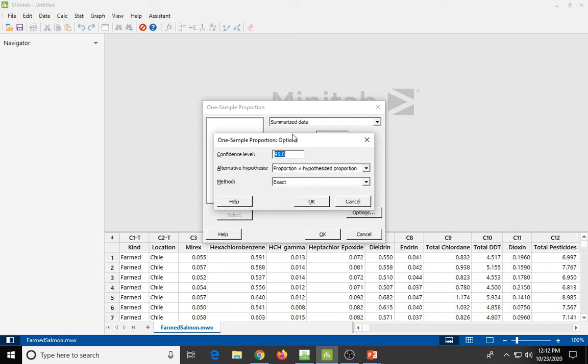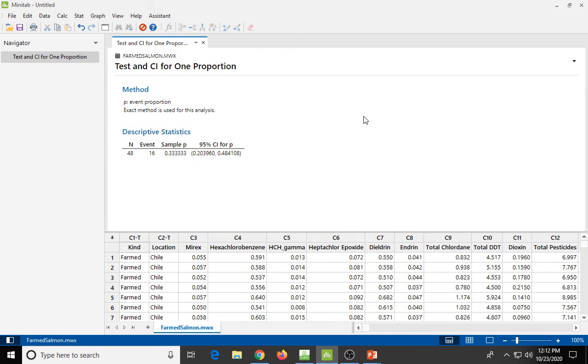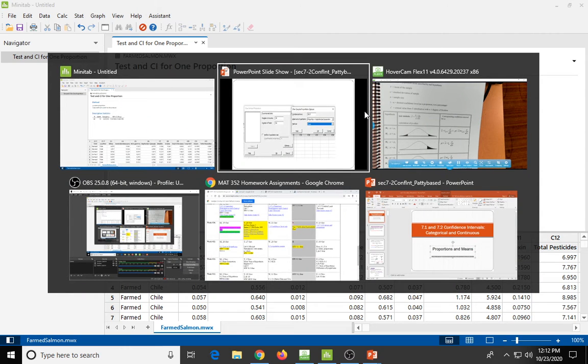And it also tells me which exact method I could use. I could either use the exact method or the binomial approximation. Generally, I would just use exact because that just seems better to me. And so in this case, we're 95% confident that the true proportion would be between 20.4% and 48.4% of whatever I was figuring out. So Minitab, and actually your calculator too, maybe not as fast as Minitab, can calculate these parts.